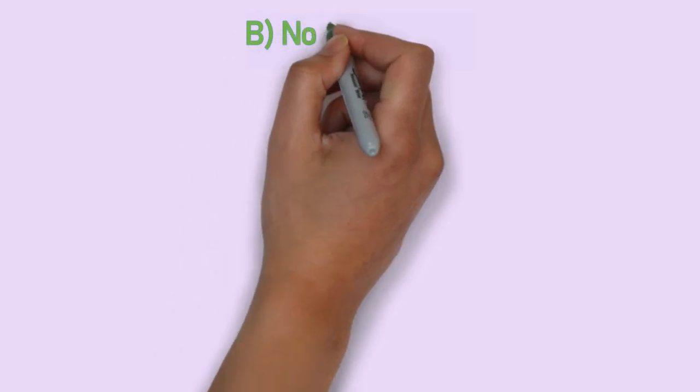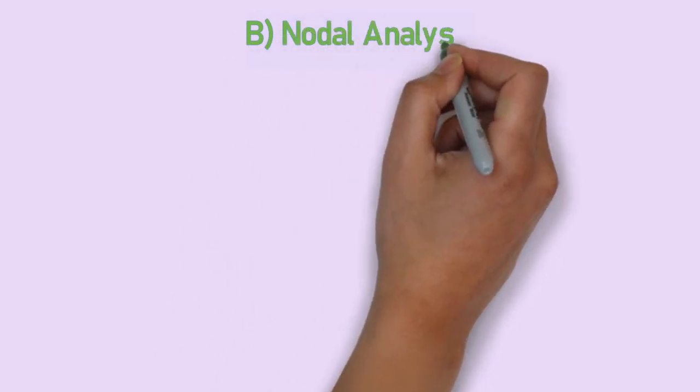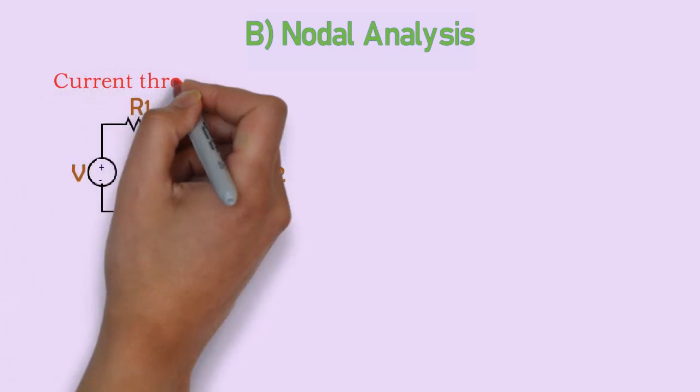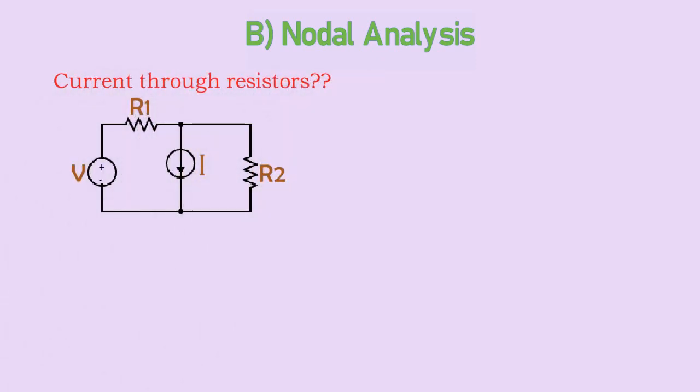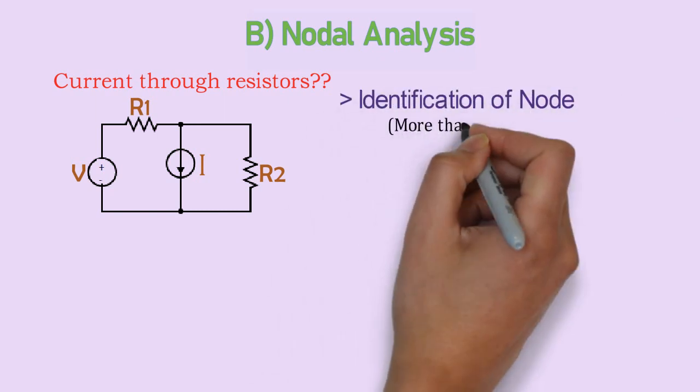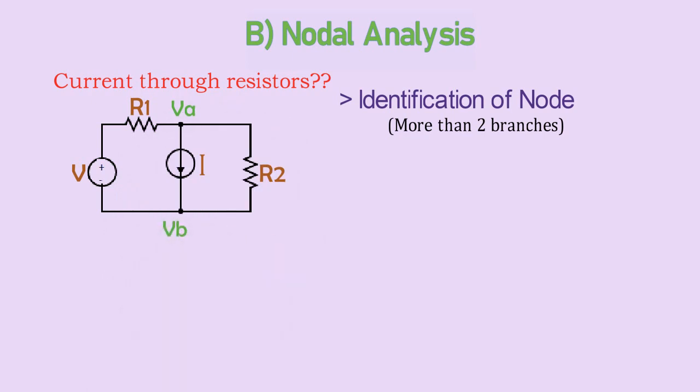In this phase of the video, we will see the application of KCL, also known as nodal analysis. Let's consider a simple circuit with one voltage source, one current source and a couple of resistors. Suppose we need to find the current flowing through all the resistors. For that purpose, we are going to define some steps. Friends, first we identify the nodes. Here there are two nodes.